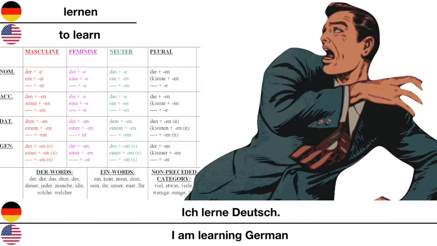Ich lerne Deutsch. I am learning German. We don't know how much German I knew before that sentence, but we know that the knowledge has increased since this sentence has been said.